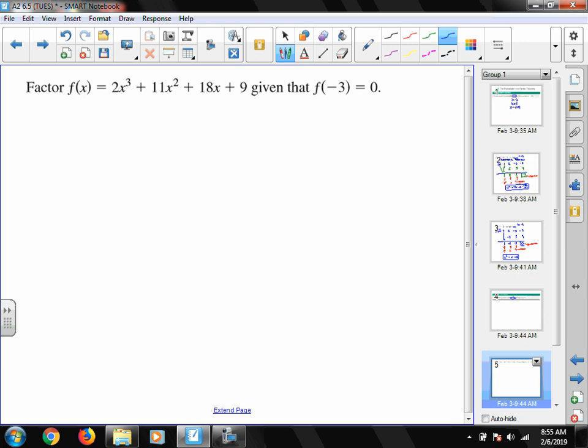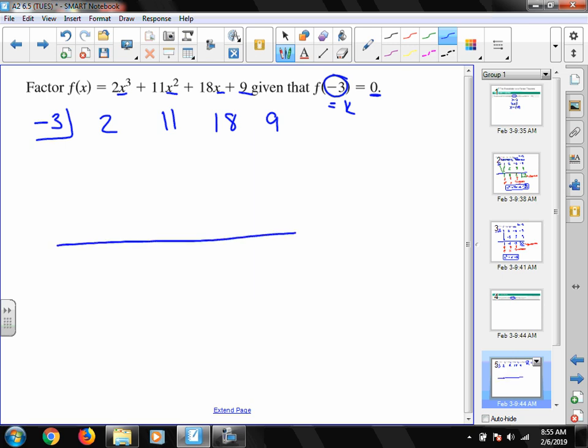The nice part about when I ask you to factor this is negative 3, this is my k. So negative 3 is what's going inside the corner, inside the box. So I'm going to go negative 3. I double check: do I have all powers of x? I've got x cubed, x squared, x, and a constant term. I do. That is perfect. So I go 2, 11, 18, and 9. Now, we know that this is equal to 0 when we plug in negative 3. So we should end up with a 0 remainder, but we want that polynomial that comes out after this.